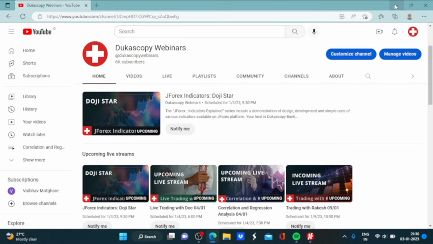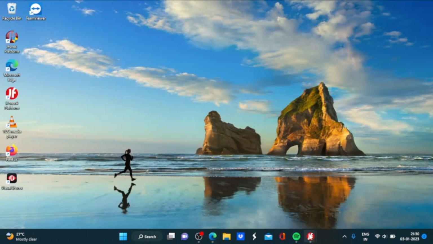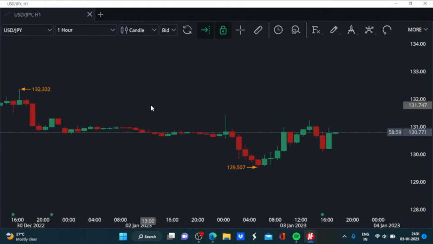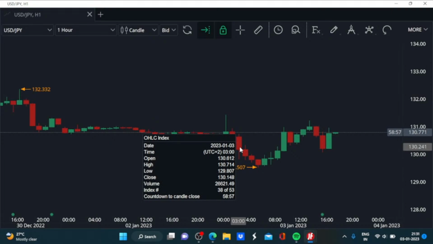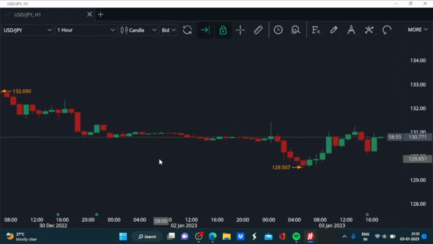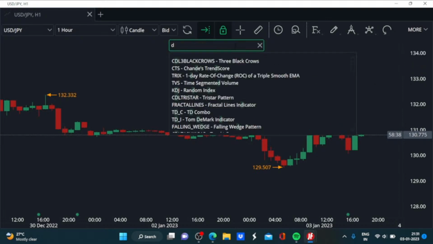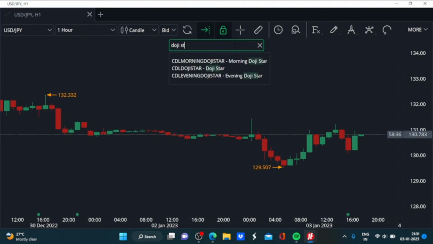So let us now head to the JForex 4, the newly released trading platform from the Dukascopy Bank SA. This is the USD JPY chart with each candle period defined at hourly time frame. Now, to know where this formation can be found, there are two options. You can go for this add indicator option using F3, or you can do a quick search, type in the Doji star, and you will have this formation being pointed out whenever it has formed on the chart.